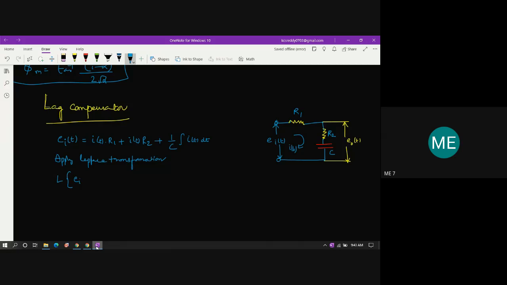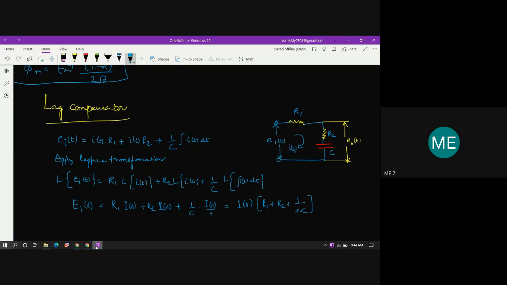Laplace transformation of ei of t is equal to R1 is a constant, Laplace transformation of i of t, and R2 is a constant, so Laplace transformation of i of t. Then 1 by C is a constant, so Laplace transformation of integral of i of t dt. So this is written as ei of s, which is equal to R1 into i of s plus R2 into i of s plus 1 by C into i of s by s. If I take i of s common here, I'll get R1 plus R2 plus 1 by sC. So this is the input voltage equation.